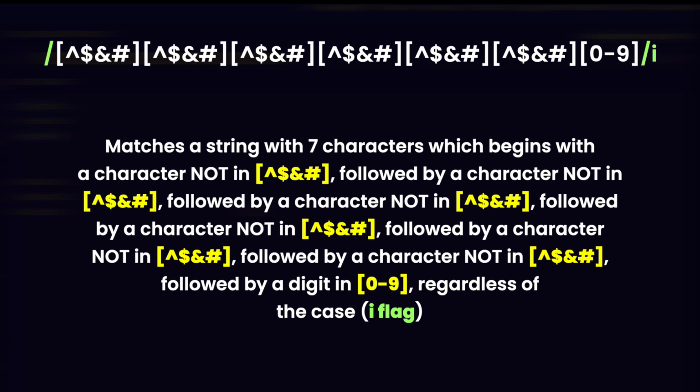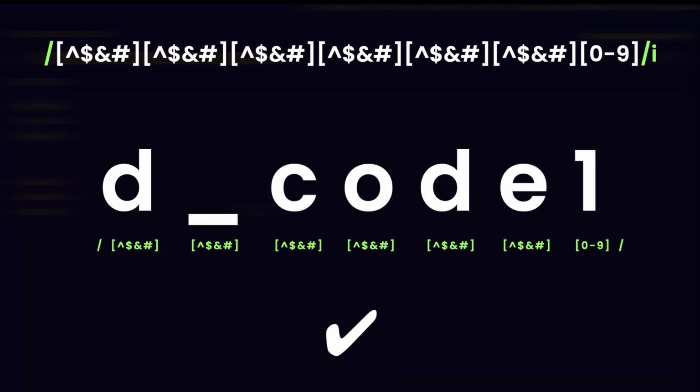And also the first 6 characters must not contain a dollar symbol, an ampersand symbol, or a hash symbol. And the last character must be a number. As you can see in the last character class, it is 0 to 9, which means a digit between 0 and 9. That means this pattern would consider a username like D_code1 as valid because D_code matches the negated character class and 1 matches the normal character class.